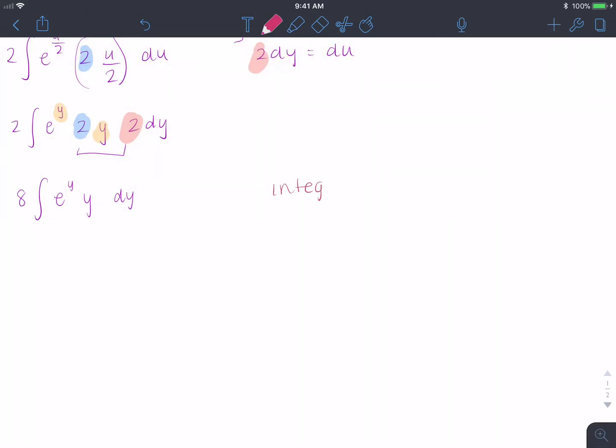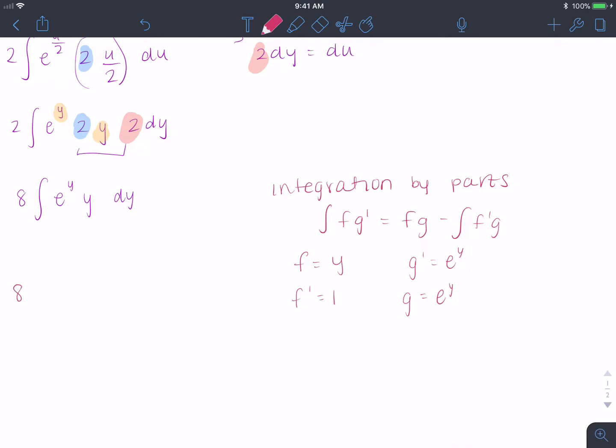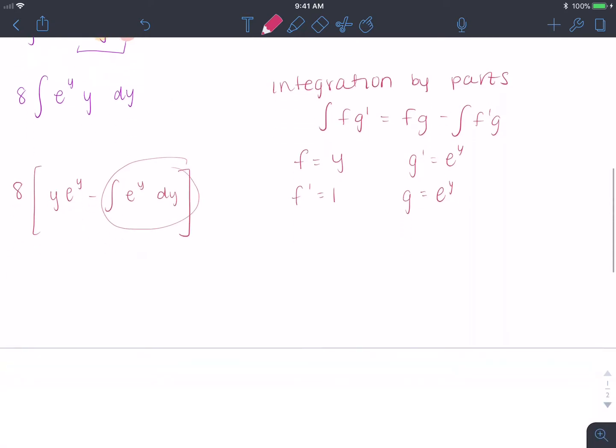Let's do integration by parts, which is the integral of f g prime equals f g minus the integral of f prime g. So in this case, let's call f to be y, and g prime to be the other one, e to the y. That would make f prime equal to 1, and g to be equal to e to the y. So now we can rewrite this. 8, keep the 8 there, times y e to the y minus the integral of 1 times e to the y dy. This is an easy integral to solve. We've already done it right here. 8 times y e to the y minus e to the y.